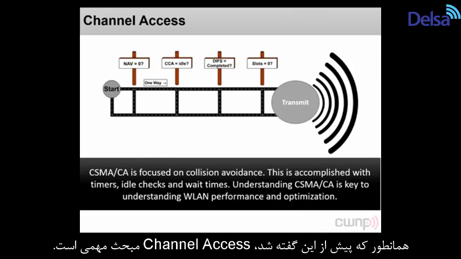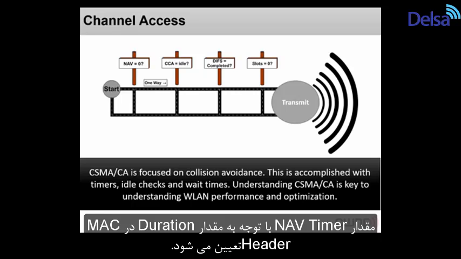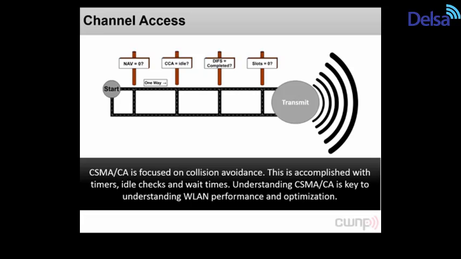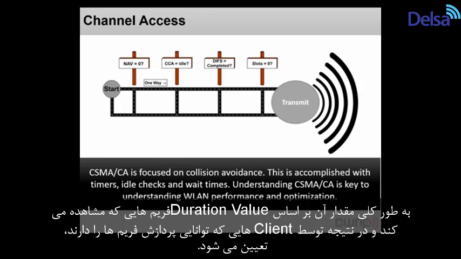Now, I said channel access is important, and the two big ones here are the NAV timer and CCA, clear channel assessment. The NAV timer is set according to the duration value in the MAC header. So the NAV timer is a layer 2 factor in channel access. And basically it's set by the duration value in a frame that it sees, so it can only be set by a client that can process the frame.